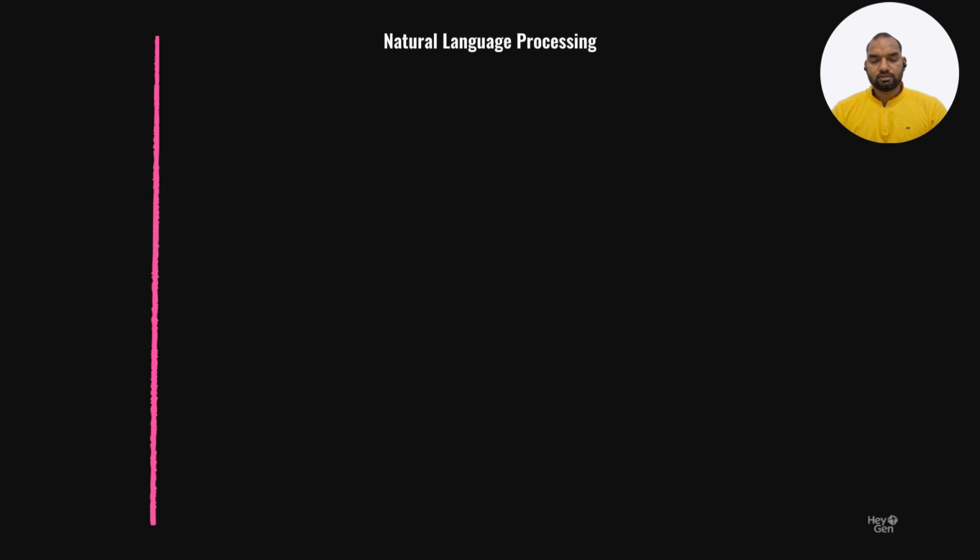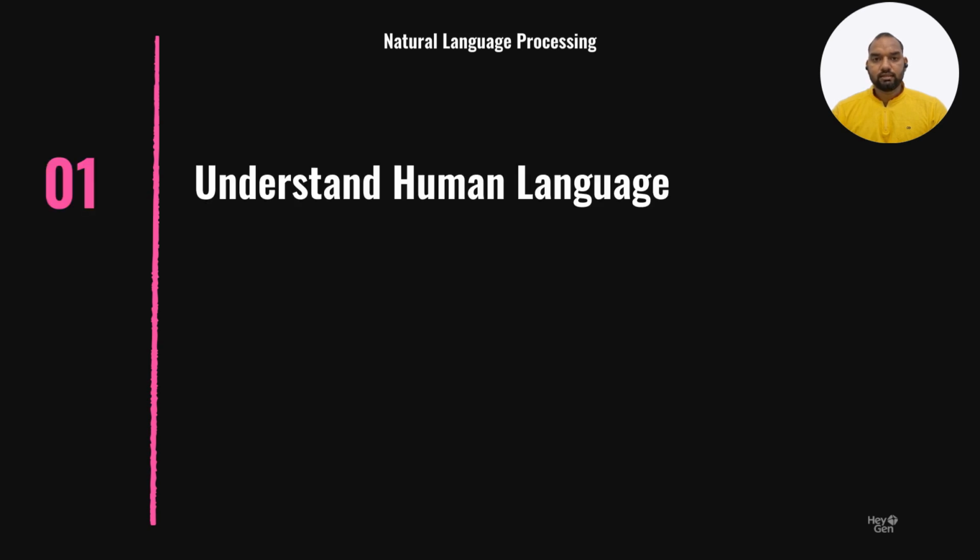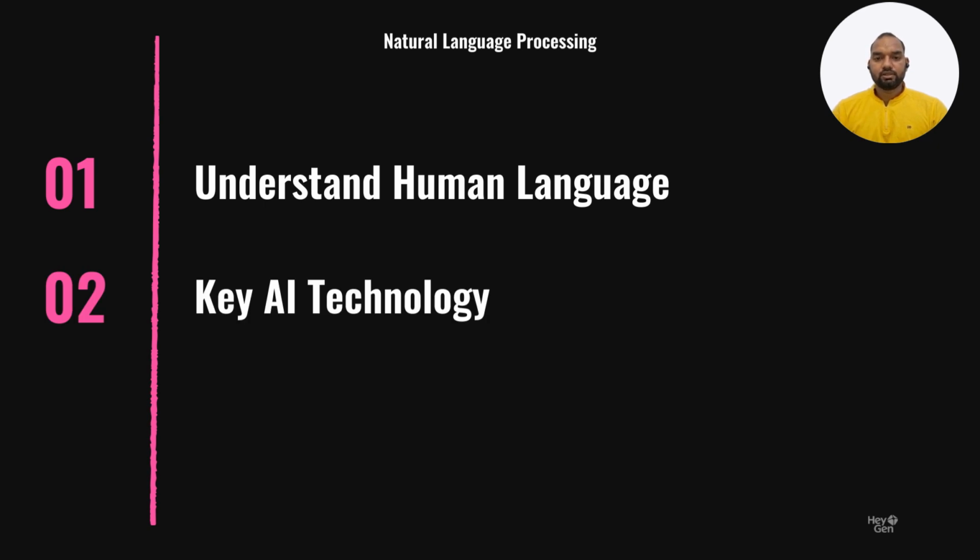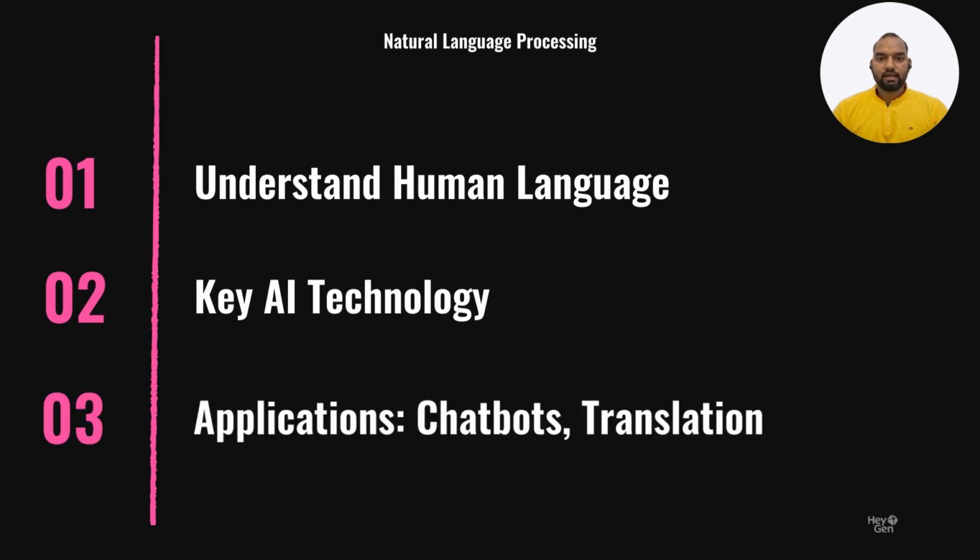Natural language processing allows computers to understand, interpret, and generate human language. It's a key AI technology bridging the gap between human communication and machine understanding, enabling applications like chatbots and language translation. This capability is crucial for creating more intuitive and interactive AI systems.